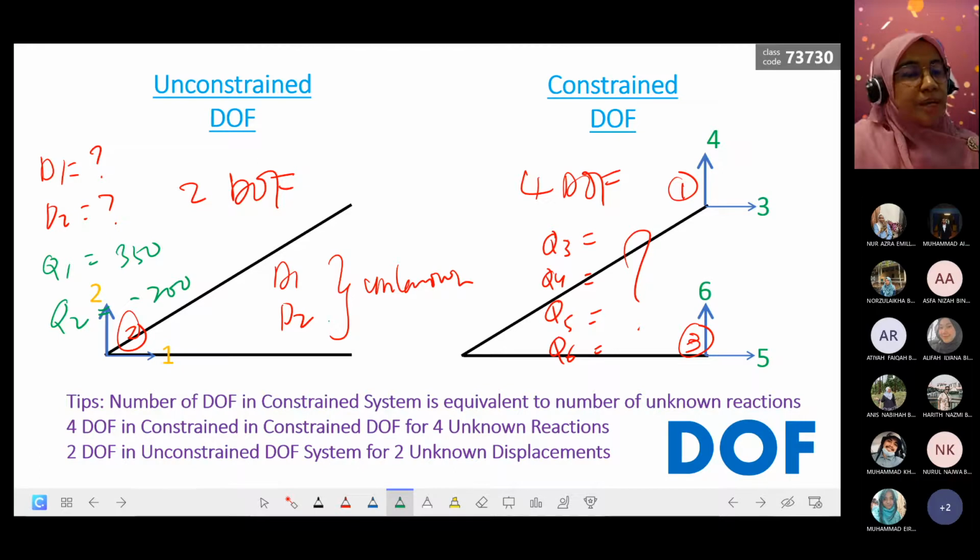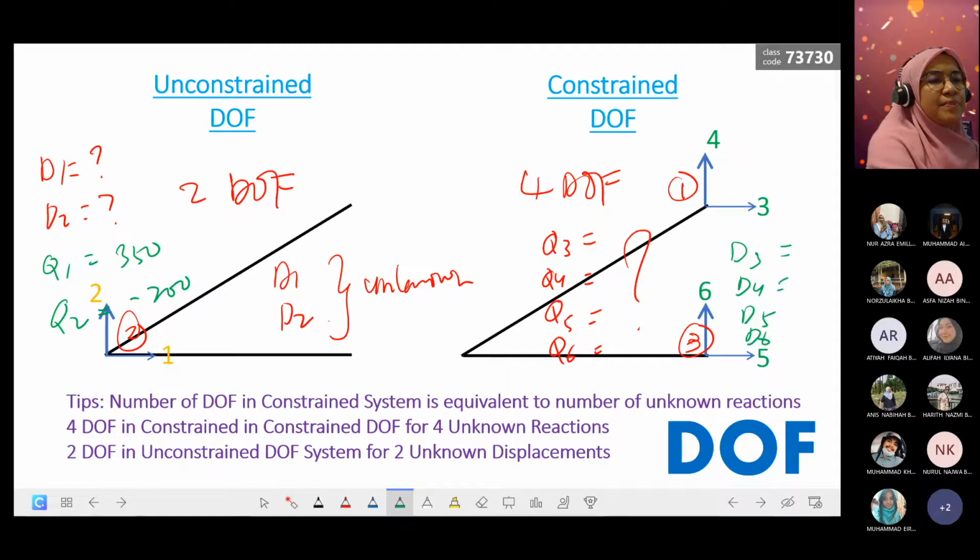So macam tu. And value ni kena, you have to be able to read the value. Later on we will put into the matrix. Into the matrix, what we call as for nodal forces and nodal displacement. Kita takkan tulis satu-satu macam ni. Okay, yang ni macam mana kita nak baca information from the diagram.